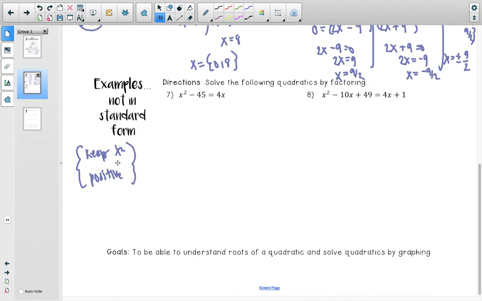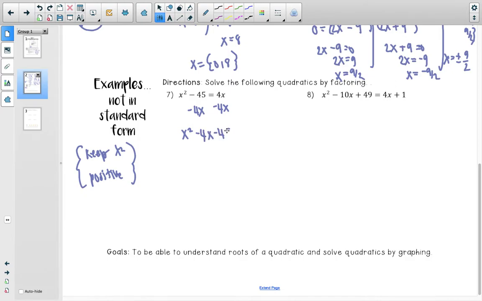Those are just weird looking. Keep x squared positive. So if I'm saying that I want this to be positive, I have to move this 4x over, because I want it set equal to 0. Since 4x is positive, I have to subtract. And you need to keep this in standard form.